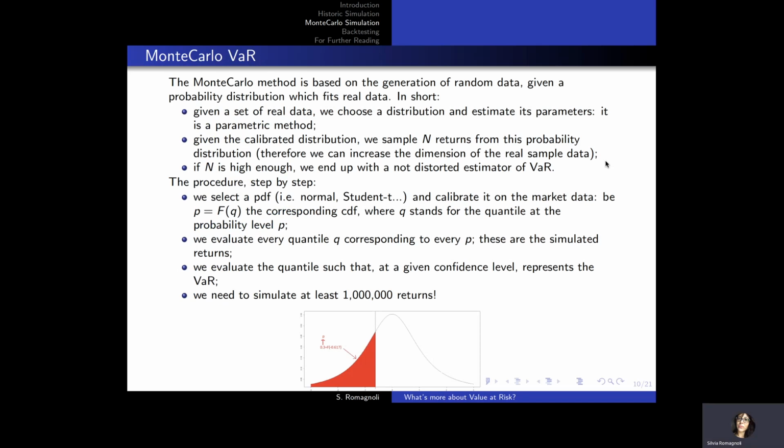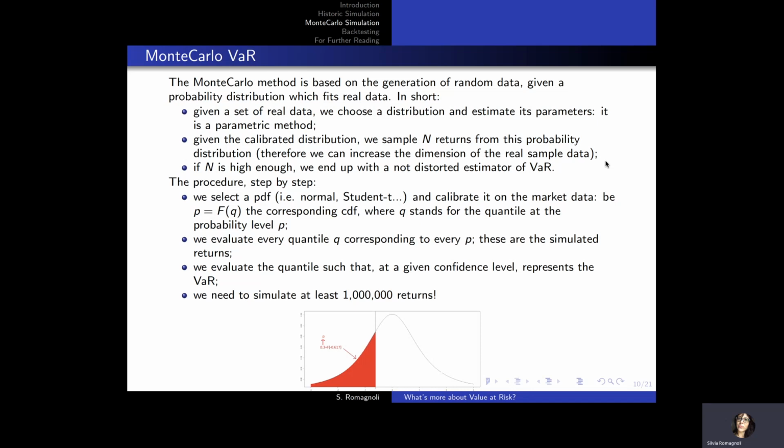The second simulation approach is the Monte Carlo method, which is based on the generation of random data given a probability distribution which fits real data. The method works as follows. Given a set of real data, we choose a distribution and estimate its parameters. It is a parametric method, so we must choose a distribution based on a goodness of fit argument, as for example, it might be the normal or the t-student distribution among the elliptical family.